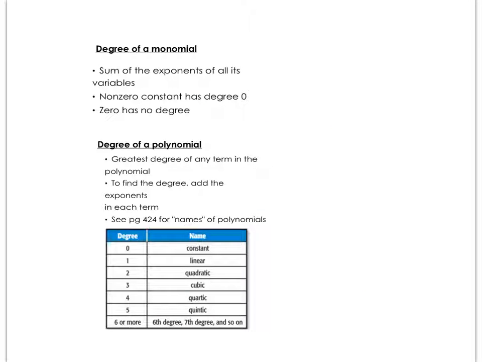Now we are going to look at the degree of a monomial. The degree of a monomial is the sum of the exponents of all of its variables. A non-zero constant has degree 0, and 0 has no degree. So let's look at that first bullet point, sum of the exponents of all its variables. If I have a monomial that is 8x cubed y squared z, to find the degree I add up all of the exponents, which would be 3 plus 2, and then z has a 1, and 3 plus 2 plus 1 would be a degree of 6 here.